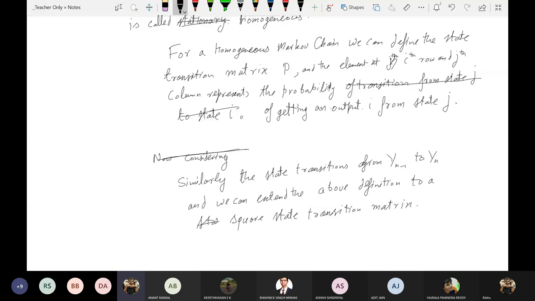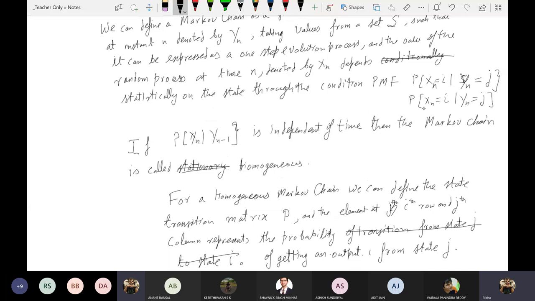You agree on that? Guys, so which matrix again? This matrix xn yn: the number of elements in xn and the number of elements of yn, from which yn gets values, need not be equal. So this matrix need not necessarily be square. But if I consider a state transition matrix, that is the matrix where we go from state i to state j, that will necessarily be square.